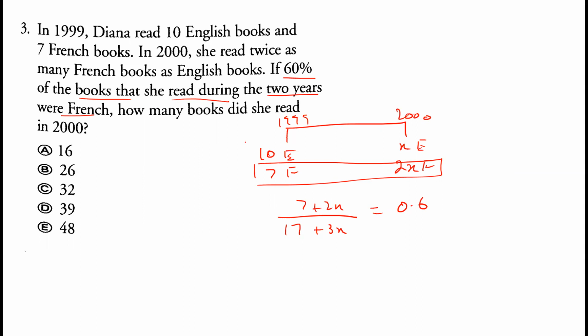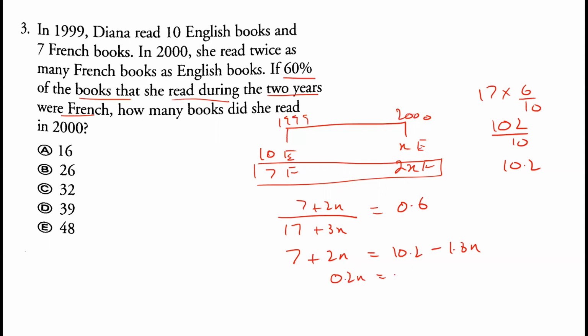Now we just need to use our algebra. So 7 plus 2x equals 17 times 6 upon 10. So this would be 102 divided by 10, which is 10.2, plus 1.8x. Now 7 will go over to the other side, so 10.2 minus 7 is 3.2.